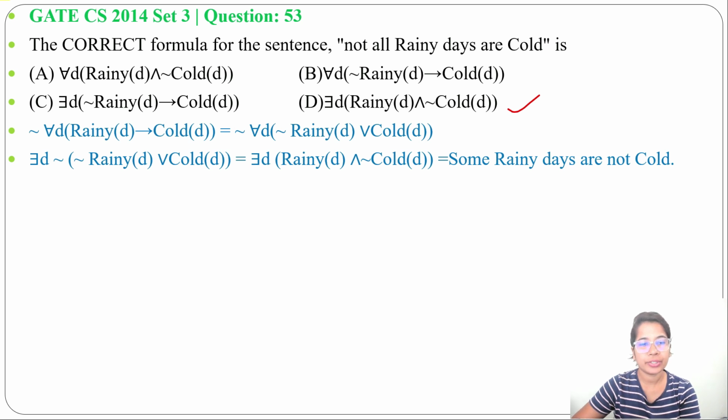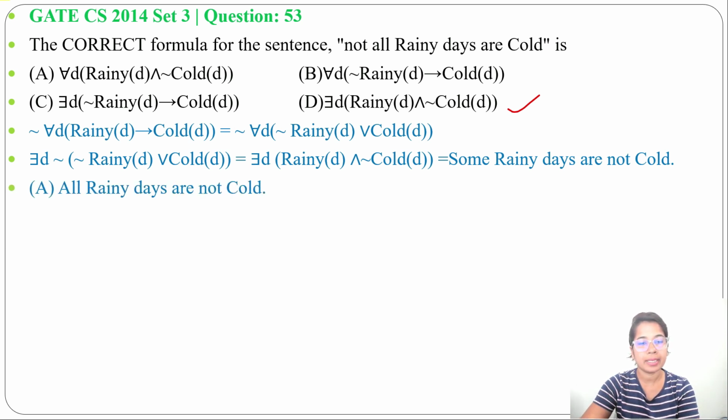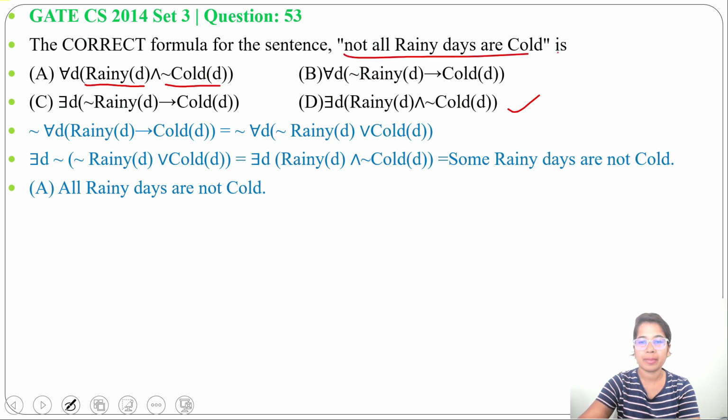Let's write each option in a sentence. Option A, for all D, rainy day and negation of cold day. It will be all rainy days are not cold. So the days which are rainy are not cold. It's not the same as this.